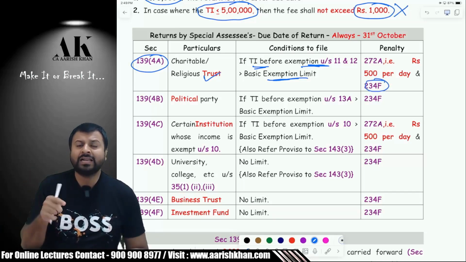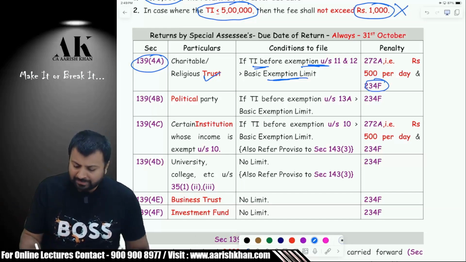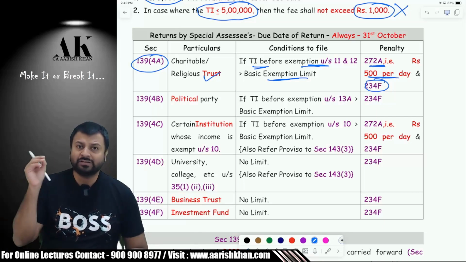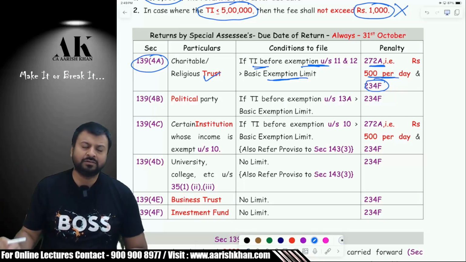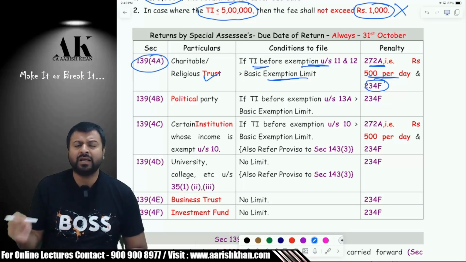And along with that, if they don't file the return on time, they are liable for a penalty under 270A of rupees 500 per day, which will start after the due date of filing of return. That is from 1st of November. 500 rupees per day penalty will also be imposed along with 5,000 and 1,000 rupees fee, which is applicable for not filing the return. Okay.